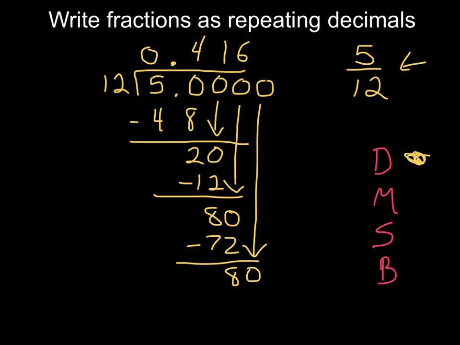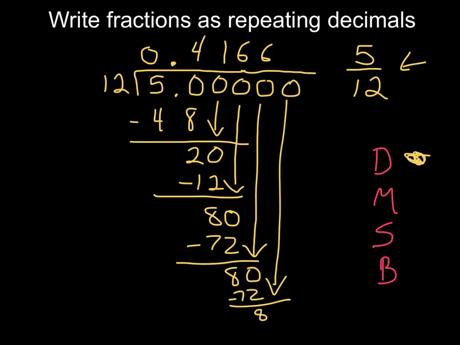Okay. So I have 80 again. So how many times does 12 go into 80? It'd be 6 again. 6 times 12 is 72. I subtract, and I have an 8. And you can see that I have now run into a pattern. I can keep doing this, and it's going to continue to be 6 over and over and over.